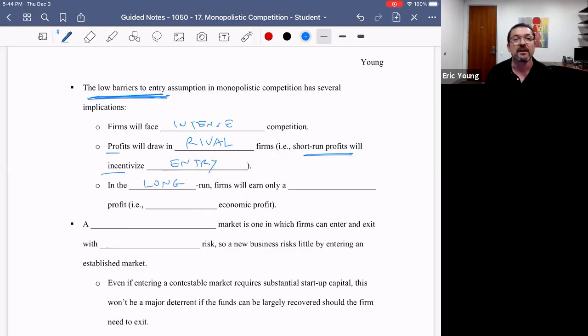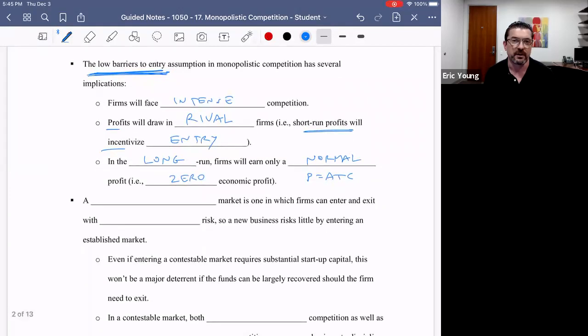And the other big implication tied to the low barrier to entry assumption is that, as you can predict, in the long run, firms in this industry will earn only a normal profit, aka they will earn zero economic profit, aka they will end up producing at a level where price equals average total cost. It's only when we reach that condition and there's no more profits that there's no more incentive for entry or exit and we reach long-run equilibrium, okay?